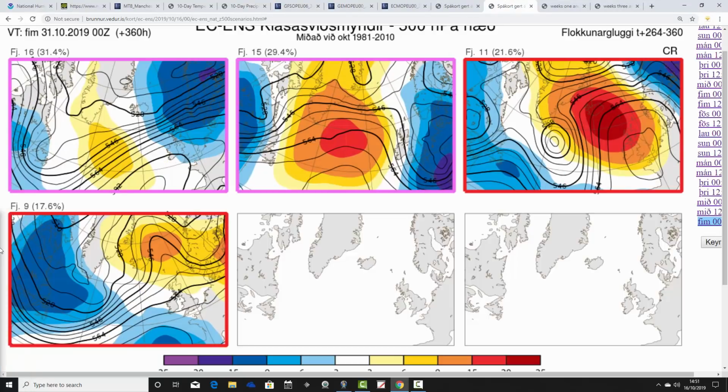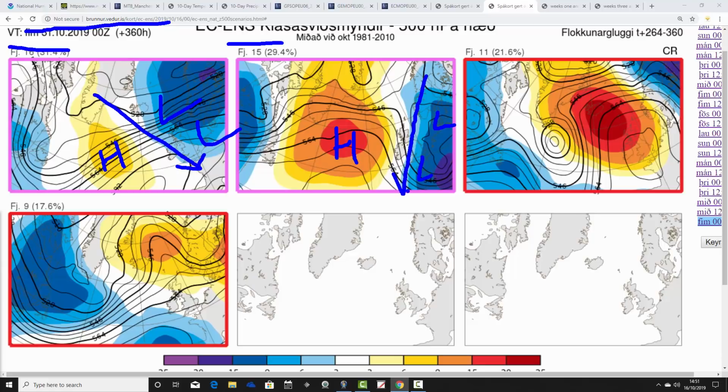These are the options we've got for 2 weeks' time, which gets us to the 31st of October, actually Halloween, 360 hours away. So we have 16 members of the eastern ensembles with a mid-Atlantic ridge and low pressure to the east-northeast. They're going to be cold and unsettled. Another 15 just here, again with a mid-Atlantic ridge, trough of low pressure to our south and east. They're going to be bringing in quite cold north to northeasterlies.